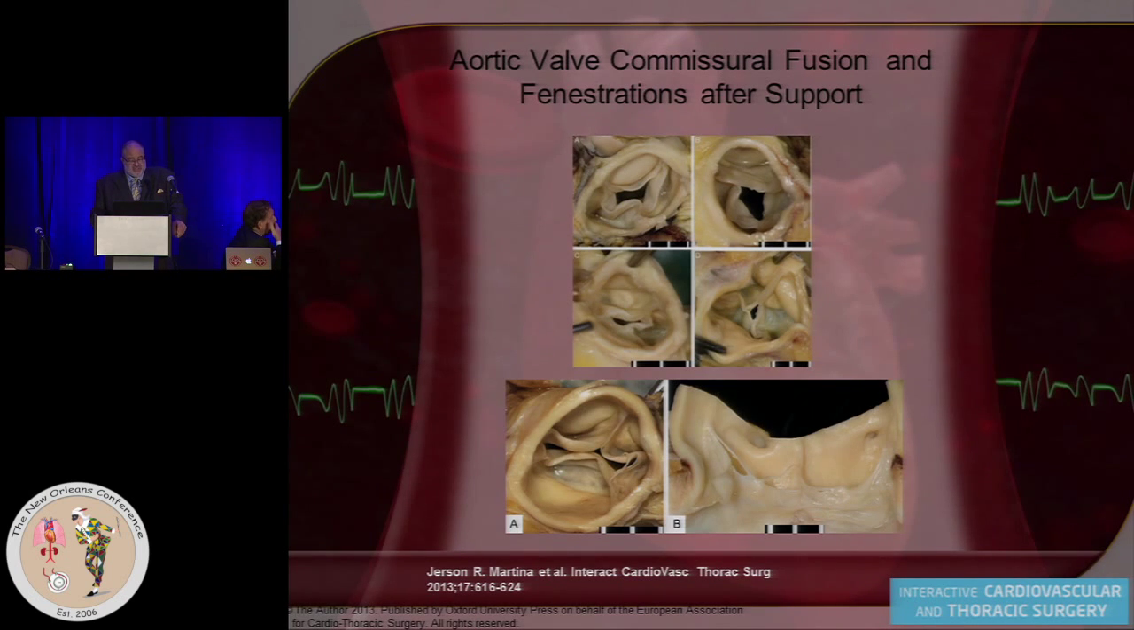The aortic insufficiency is due to a variety of phenomena, most commonly commissural fusion. Here is what a normal aortic valve looks like in a patient with an LVAD. These were explants at the time of heart transplantation. Here there is some commissural fusion here. Here there are 2 leaflets with commissural fusion, and here all 3. Also, you'll see here, it's very hard to appreciate, but multiple fenestrations also develop in the leaflets.